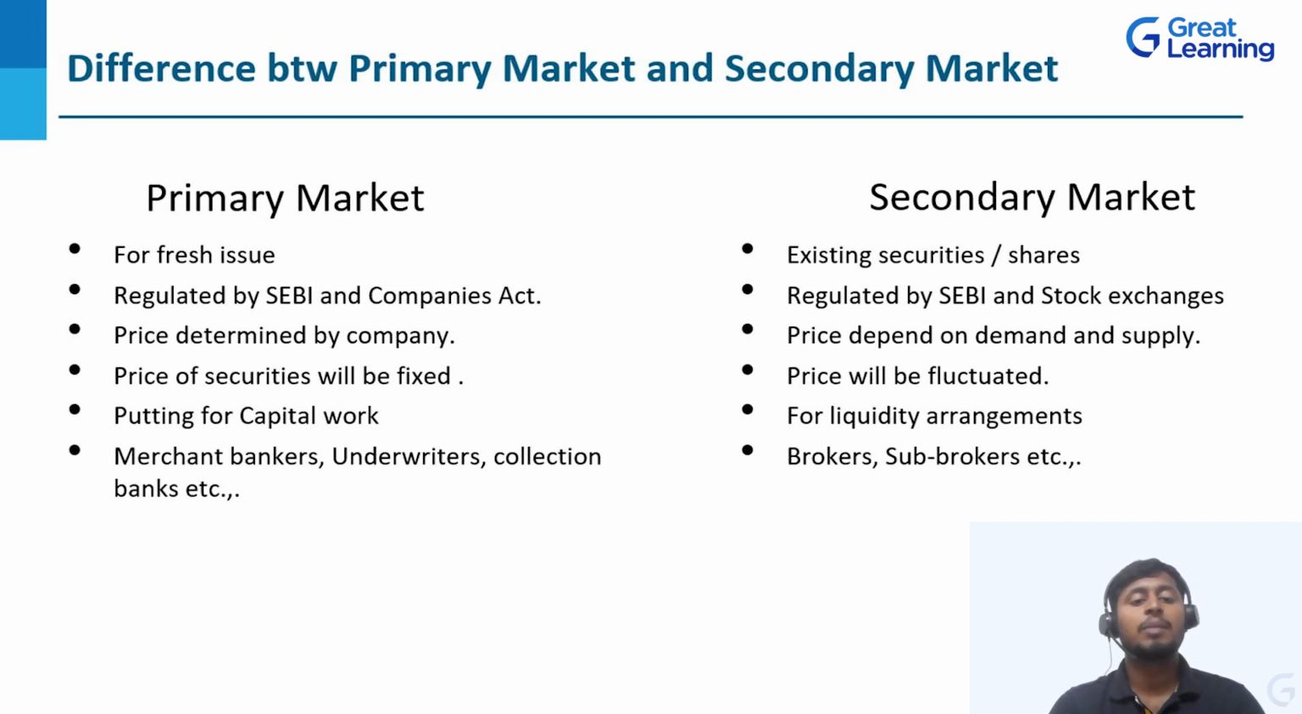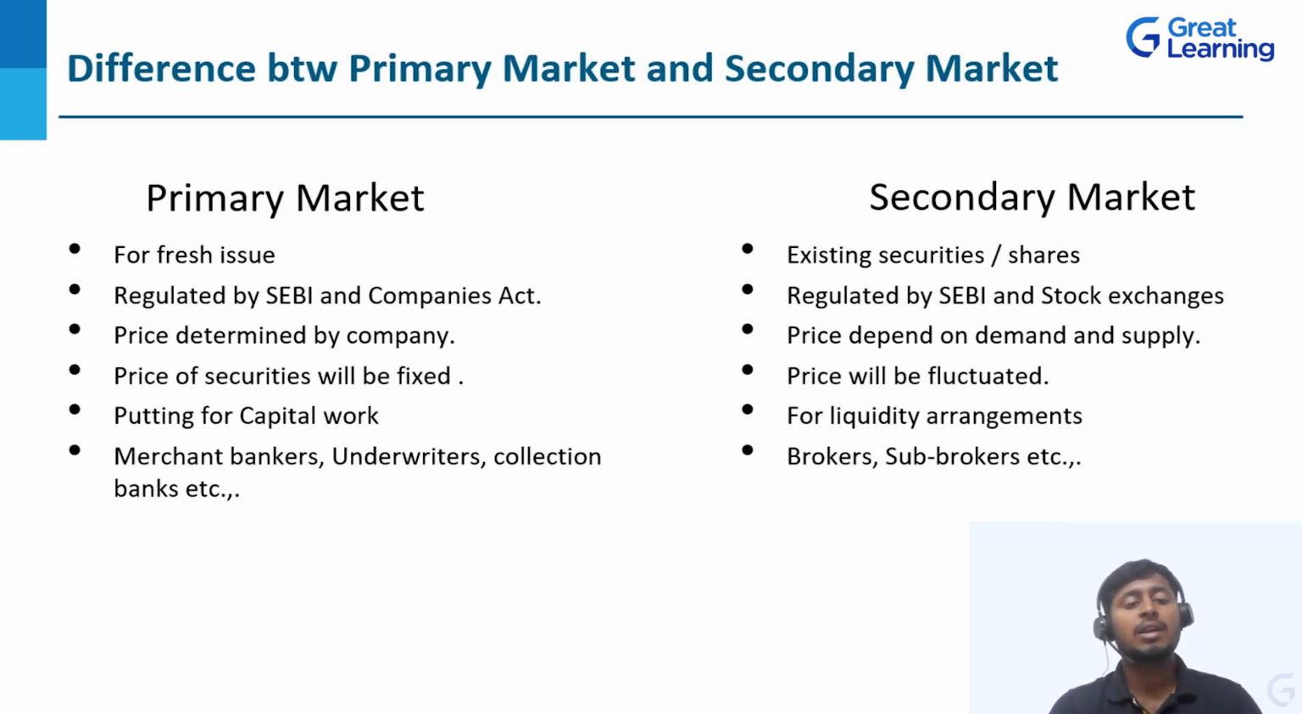And when it comes to the primary market, the purpose is capital works. They are going to issue long-term securities, and whatever amount the company collects, they are going to put it to capital works. And when it comes to the secondary market, it is for liquidity arrangements. Whoever purchased the shares and is ready to sell now, because they require money or have another purpose, is going to sell the securities in the secondary market and convert the securities into cash. That is the liquidity arrangement.